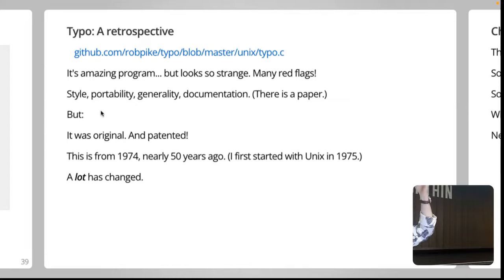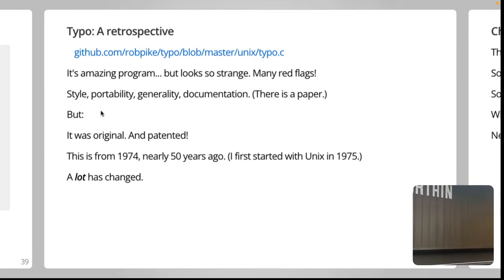In fact, it's probably written in 73 because it came out in 74. So it's 50 years old. And in fact, I first started using Unix in 1975, which is 48 years ago. So I'm almost as old in this field of Unix computing as this thing. A lot has changed.